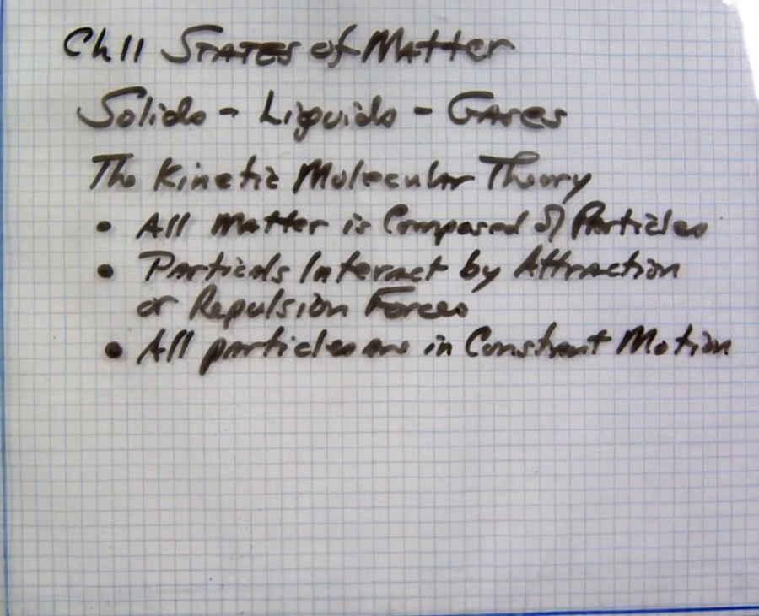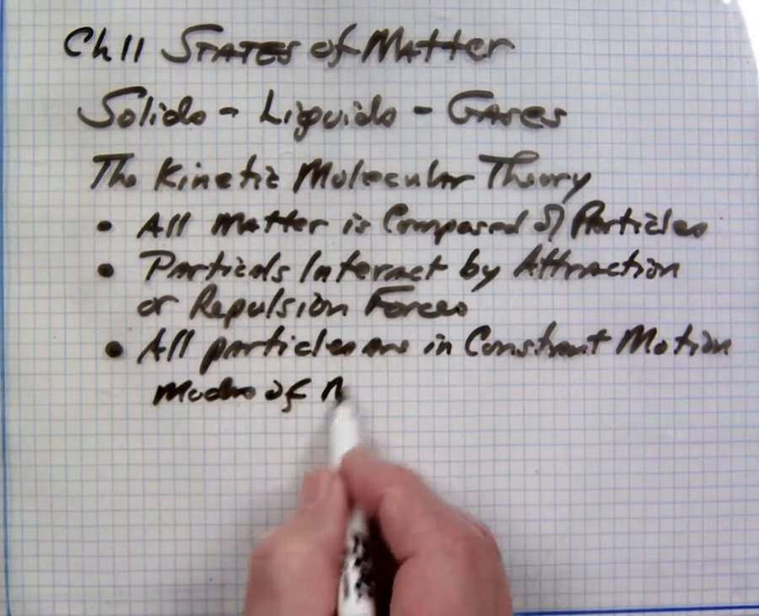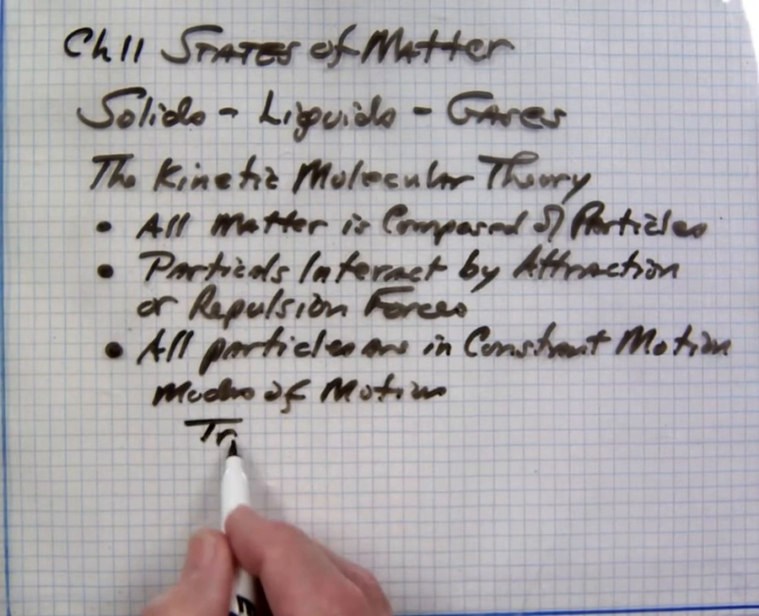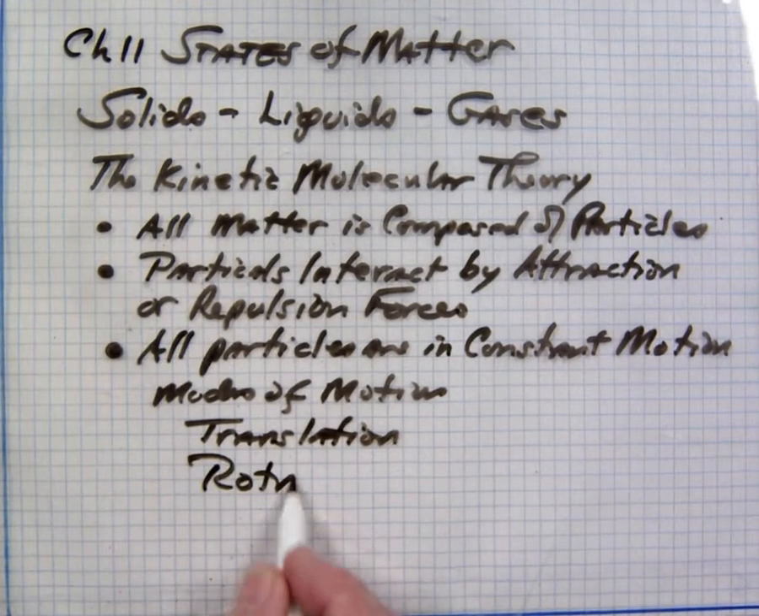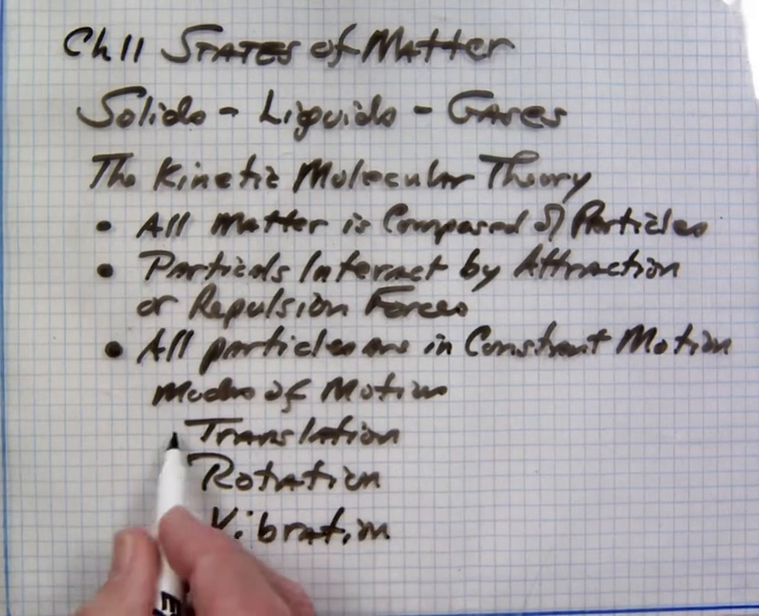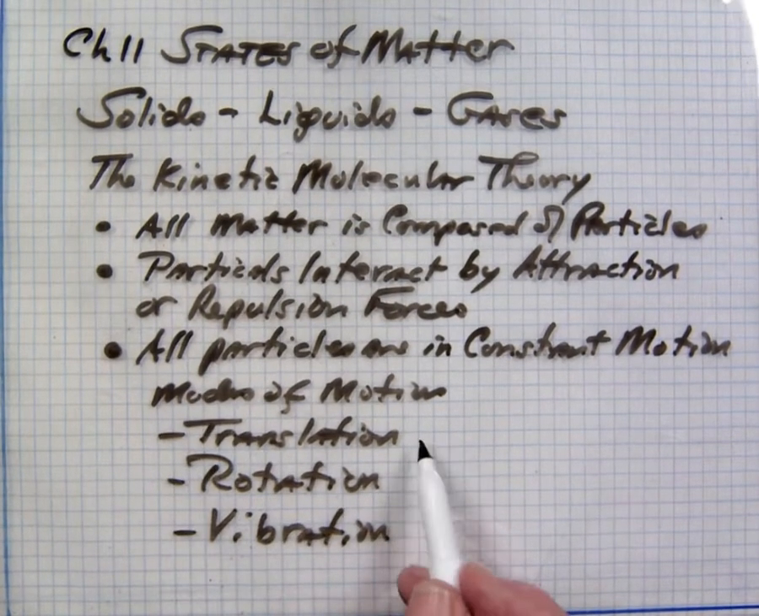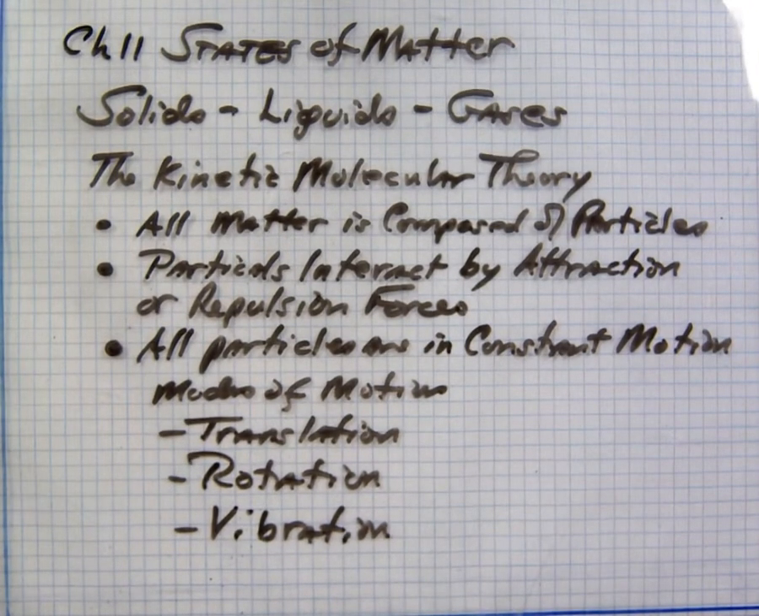And these are divided into three modes of motion: translation, rotation, and vibration. Translation is, of course, point to point, where a particle moves in a straight line to maybe collide with another particle and then goes off in another straight line. Rotation is self-explanatory, a rolling motion. Vibration is oscillating particles.